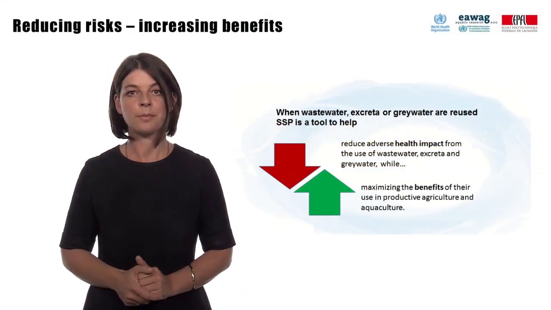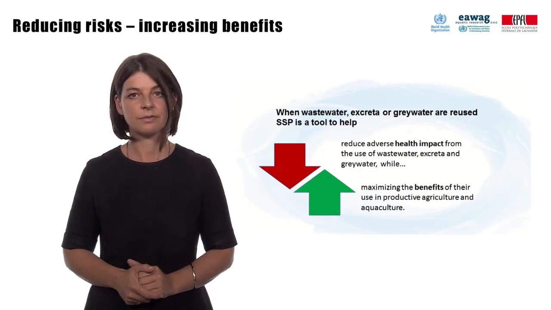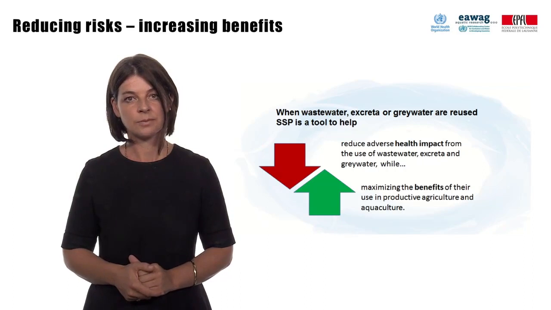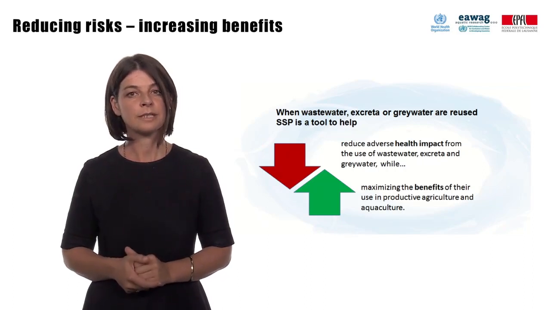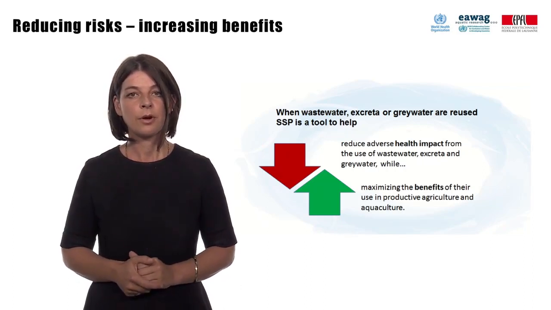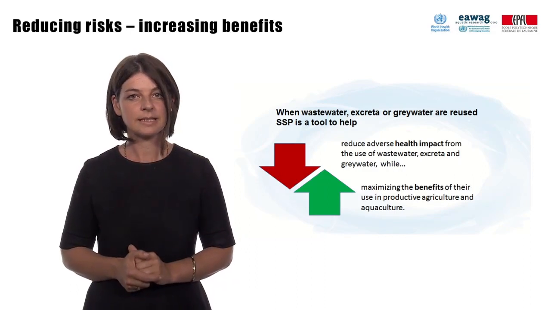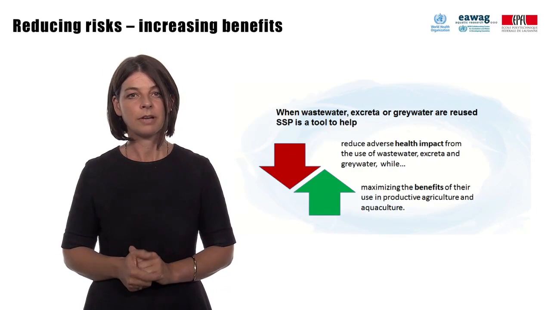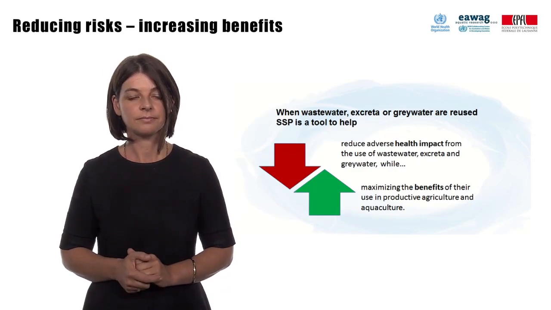SSP reduces health impacts while increasing the benefits of reuse. SSP can be used for all kinds of sanitation systems, both in formal and informal settings. The approach is best used for improving existing systems. In communities with no sanitation, demand creation should be prioritised.